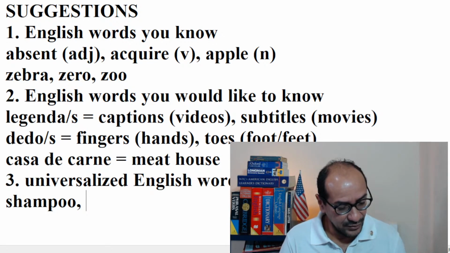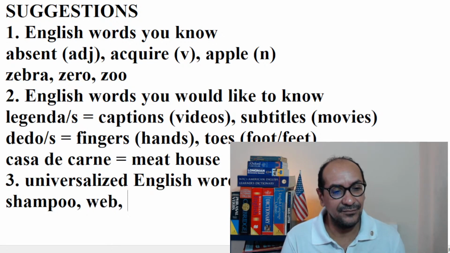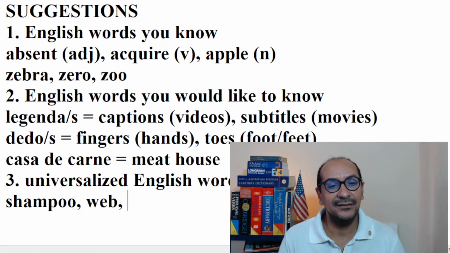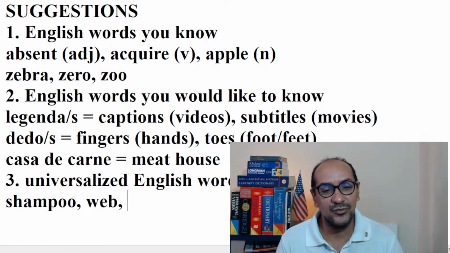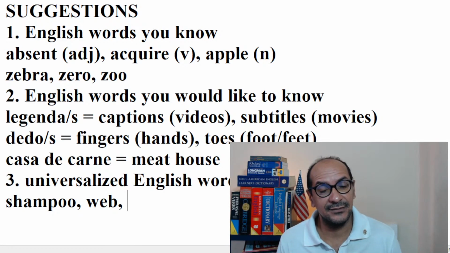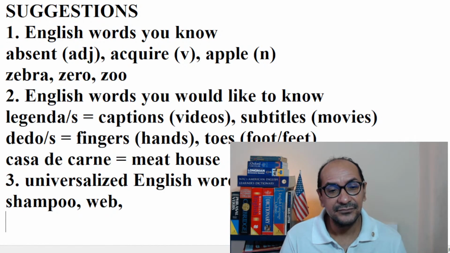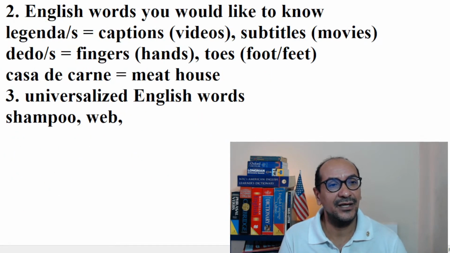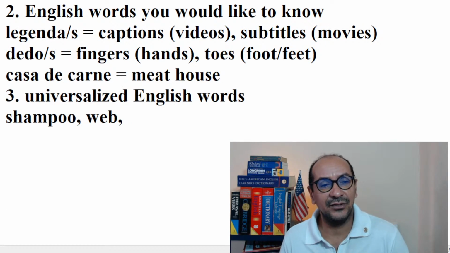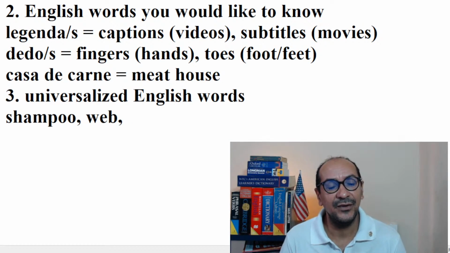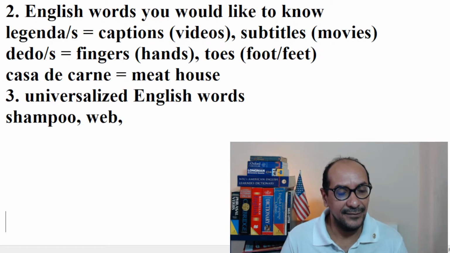Let me see, another one, the word web, for example. Although web is related to spiders, nowadays in the technological world, we say web when we mean the internet. We just say the web, and you know that's the internet, okay? So there you are, the English words that you would like to know. So then you have shampoo and web, by the way.